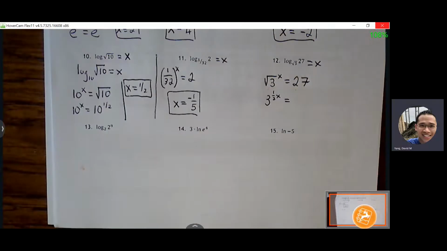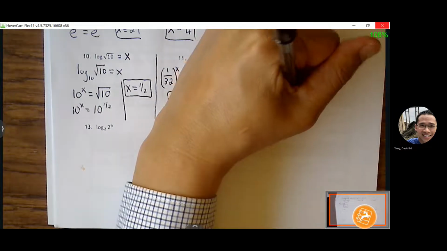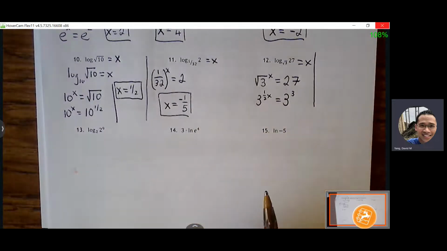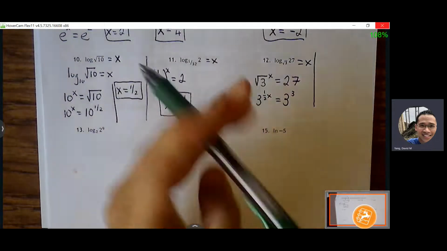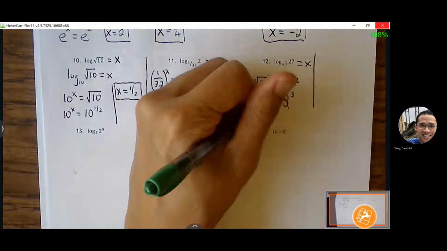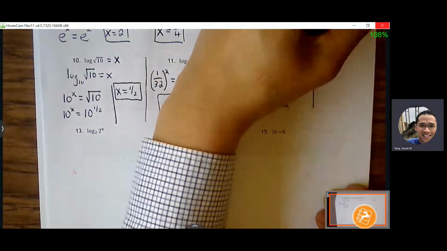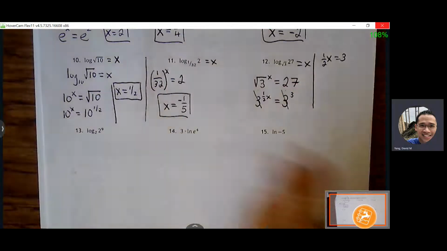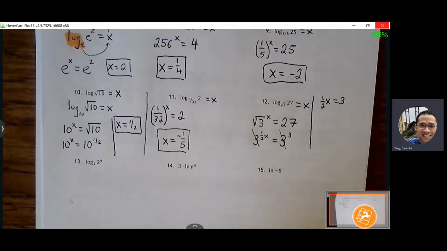And 27 is the same thing as 3 to the 3rd. But once my bases are matching, I can just focus my attention on my exponents. Okay, multiply 2 to both sides, x equals 6.